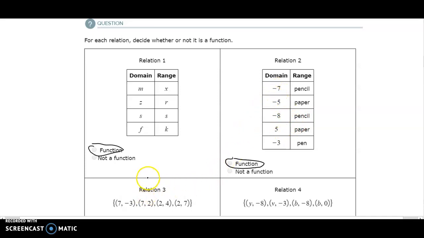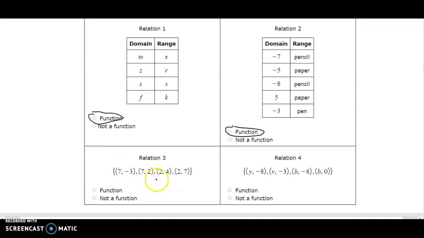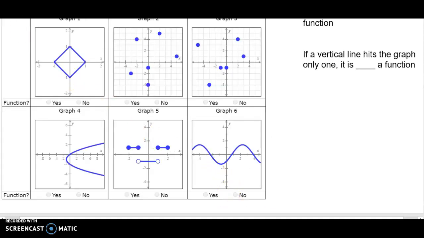So if we look at this one, it says that my inputs do repeat themselves, and I have two 2's as an input and two 7's as an input, so this is not a function. If I look at relation 3, my input of b's repeat themselves, so this is not a function. So it is okay for our outputs to repeat themselves, but the inputs cannot repeat themselves.